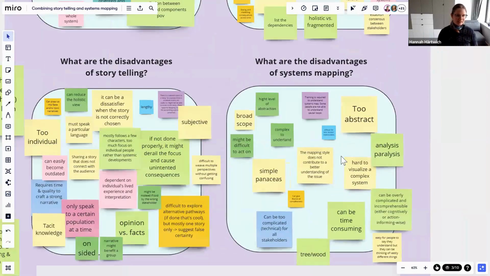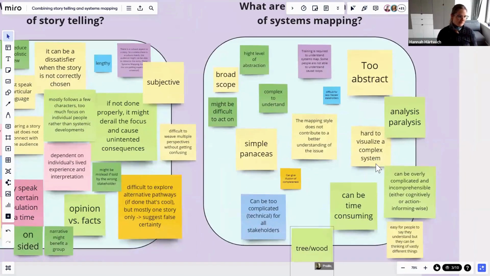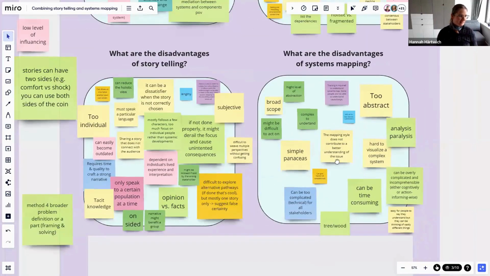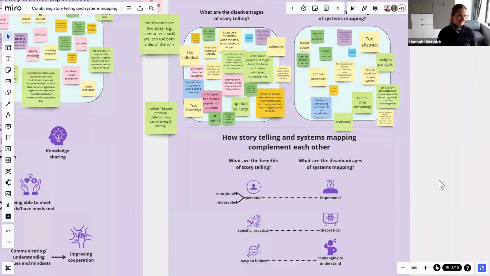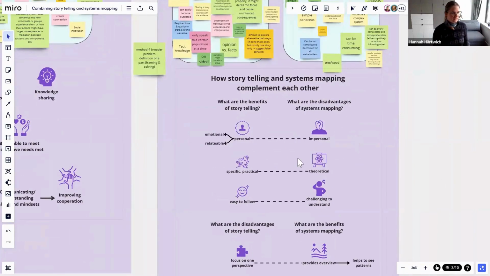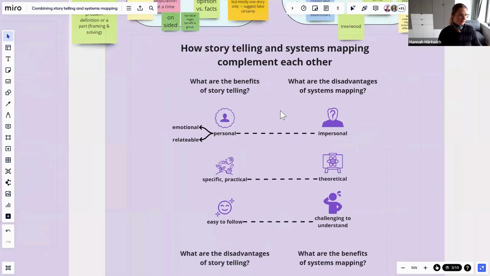But on the other hand, it can also sometimes be a bit too abstract. The scope can be very broad. We can get into analysis paralysis because there's kind of too much going on. Can be time consuming. So then if we put these next to each other, what I did here is to see, okay, how can these two methods actually complement each other?